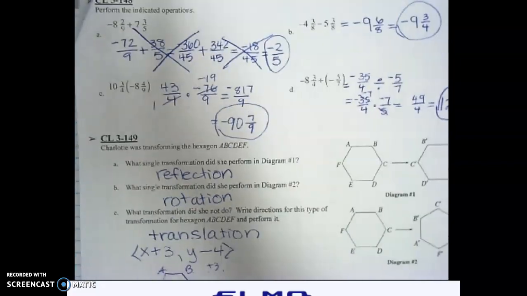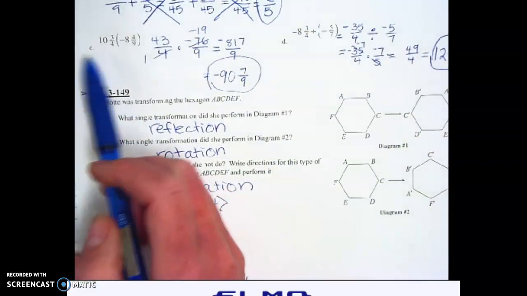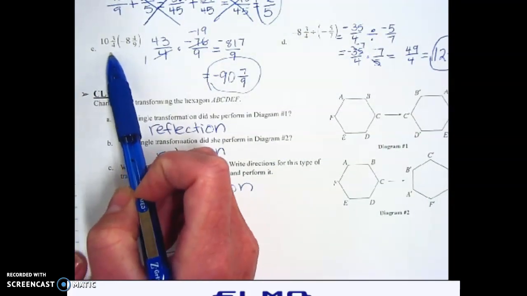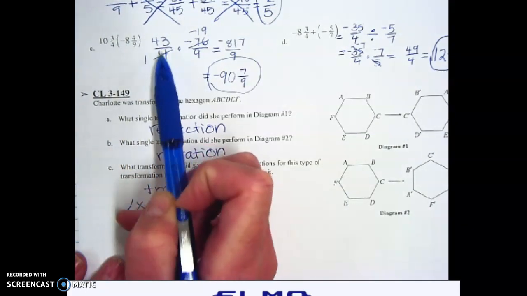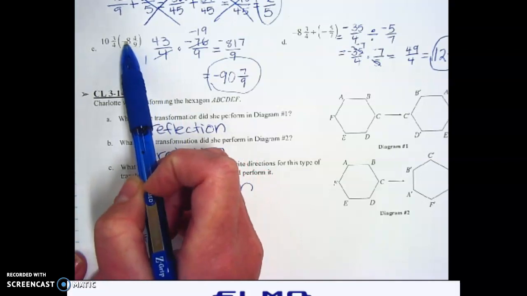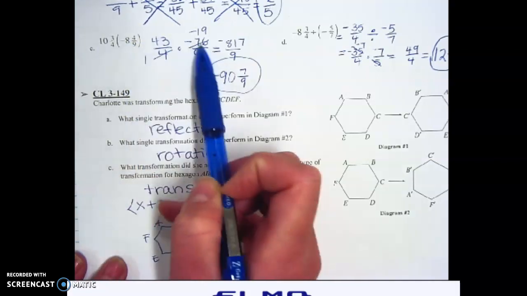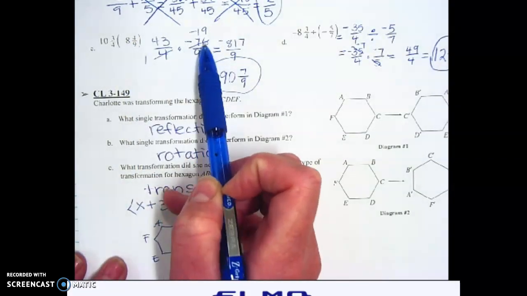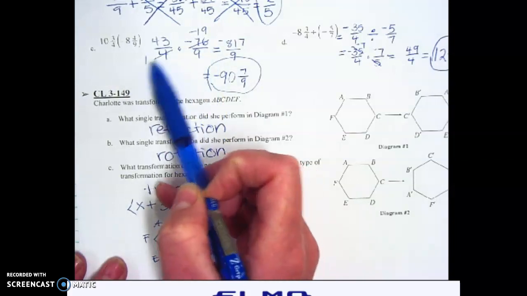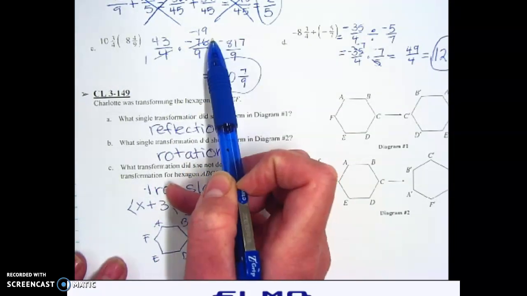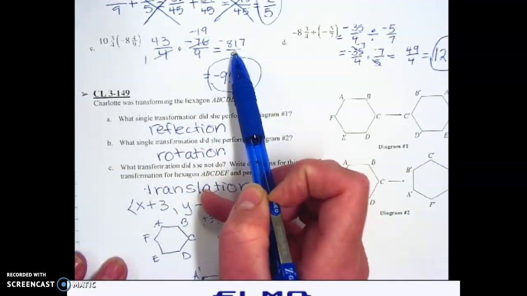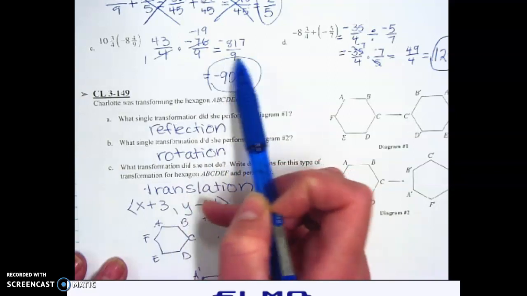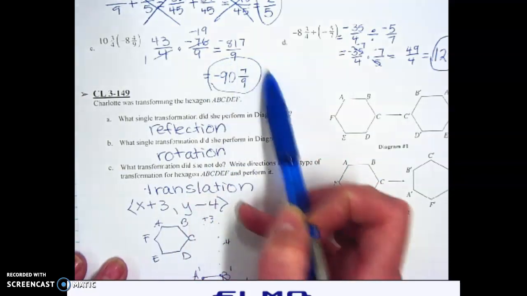Part C, I changed these to improper fractions first. So 4 times 10 is 40, plus 3 is 43/4. 8 times 9 is 72. 72 plus 4 is 76, so negative 76 over 9. I saw that these were both divisible by 4 and reduced, then multiplied straight across. 43 times negative 19 is negative 817. 1 times 9 is 9. So I just changed it back to a mixed number.